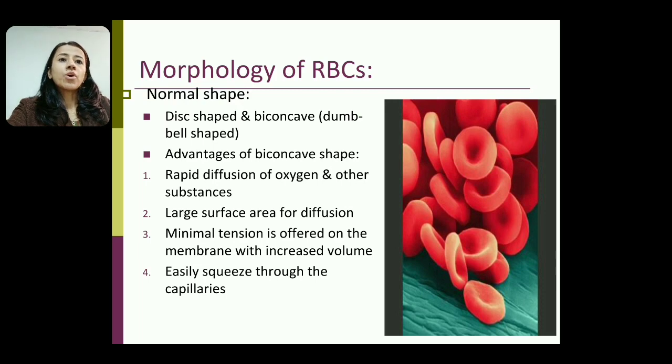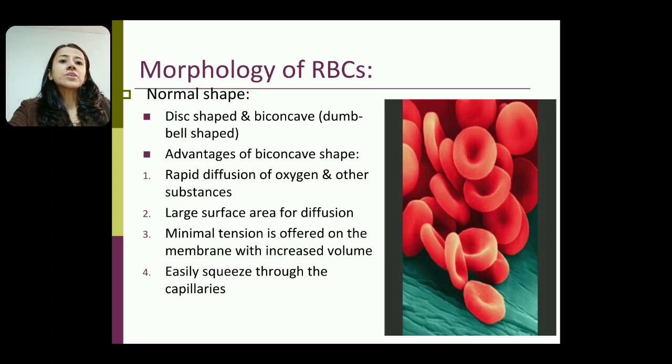Now, morphology of red blood cell. Normal shape of red blood cell, as you can see in the diagram, is disc shaped or dumbbell shaped or biconcave shaped. Now, what are the advantages of the disc shaped cell? Because of the disc or biconcave shape, a large surface area is provided for diffusion of gases, and because of the increased surface area, diffusion of oxygen and other substances becomes rapid.